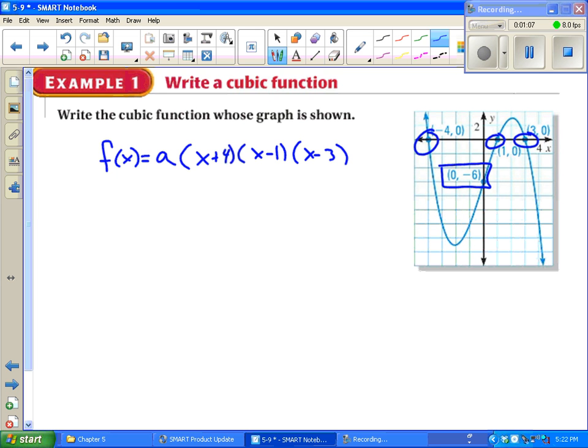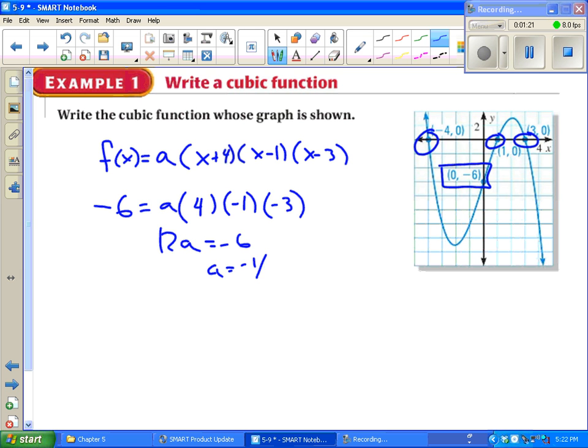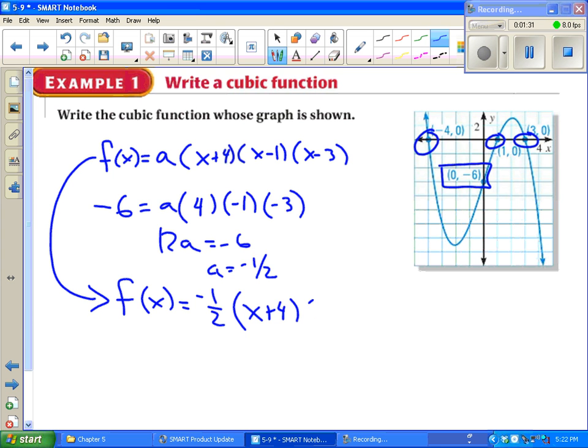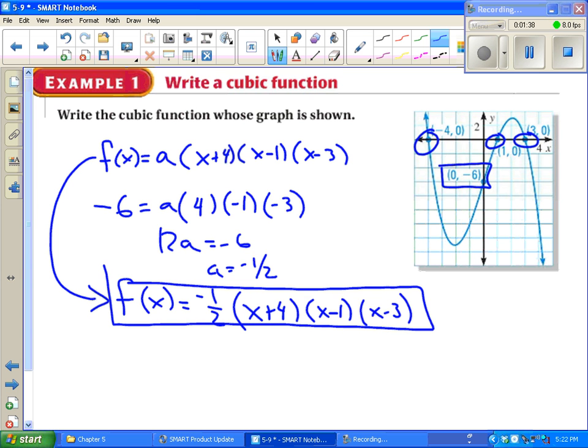It says if we plug in 0 for x, we get -6 as an answer. So we do that. Turns out we end up with 12a equals -6. So a is -1/2. And we can write out our final solution with a plugged in. And we're done. We don't even have to expand that out because it doesn't say to write it in standard form or anything like that.